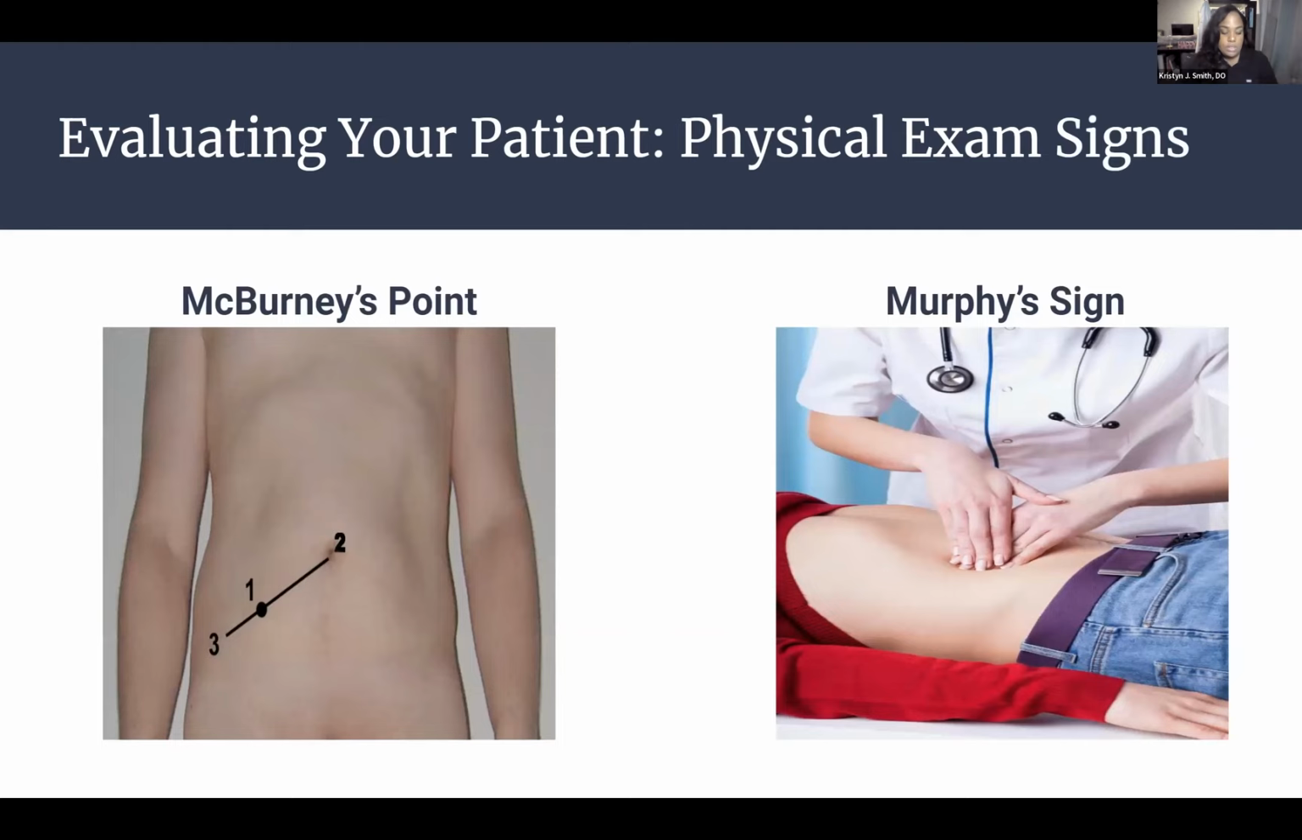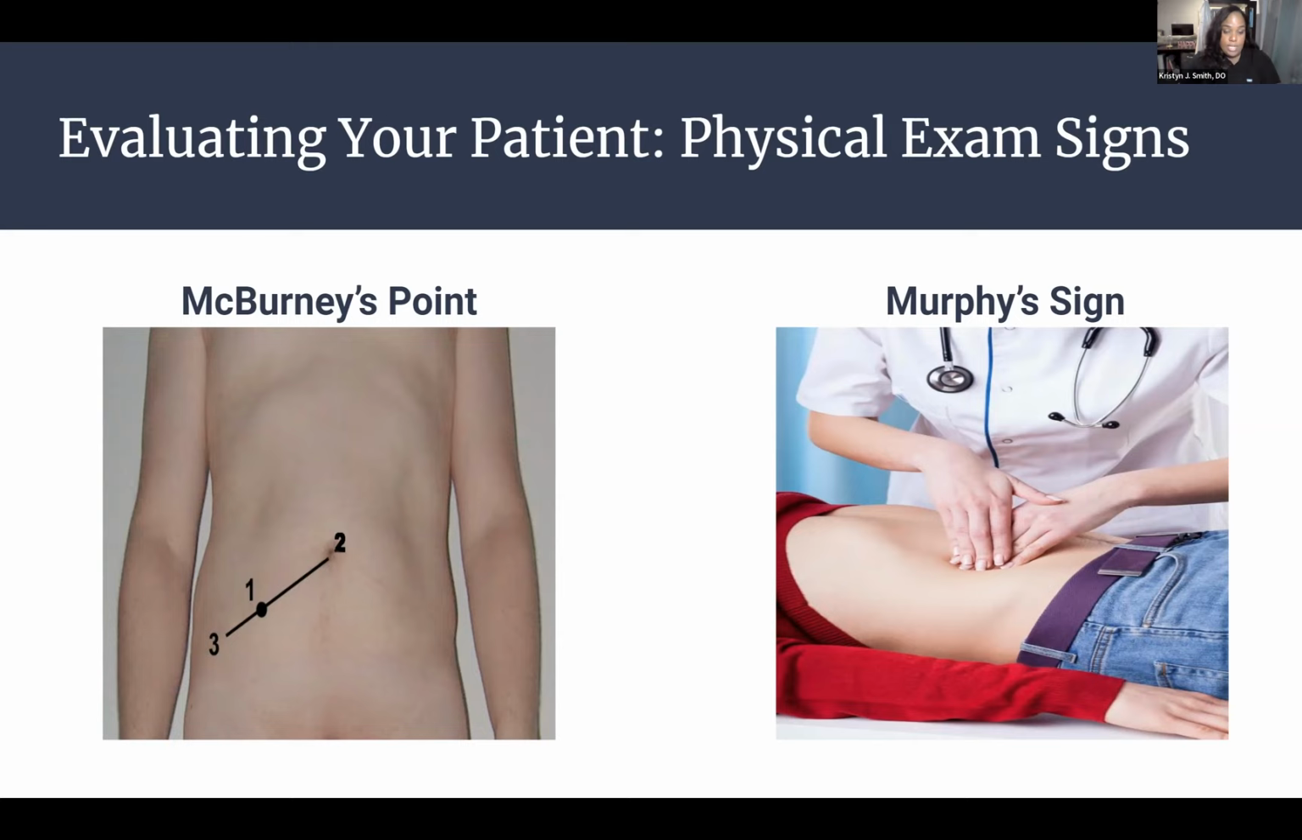So now that we discussed some of the key ways and things that you need to be thinking about when you're performing a physical exam on a patient presenting with abdominal pain, we wanted to get into some of the specific physical exam findings that may clue you into a certain diagnosis. So some of the specific signs include McBurney's point. So tenderness at McBurney's point is pathognomonic for appendicitis.